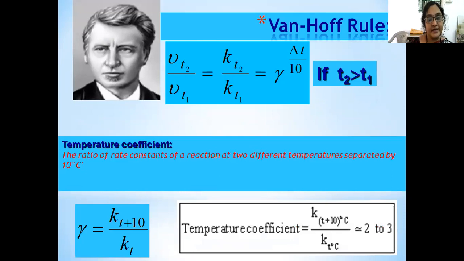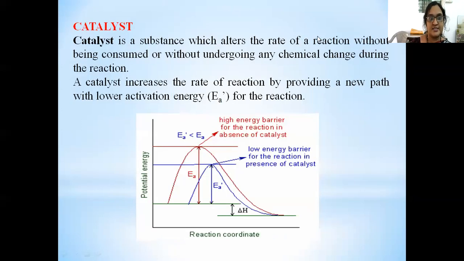Again, we know that by increasing the temperature by 10 degrees, the rate may double or triple. The ratio of rates for that 10 degree temperature difference is called the temperature coefficient, which is given by the ratio of the rate constant of a reaction at two different temperatures separated by 10 degrees. It is given by gamma = rate constant at (T + 10) degrees Celsius divided by rate constant at T degrees Celsius. That is the temperature coefficient. This is also known as the Van 't Hoff rule.